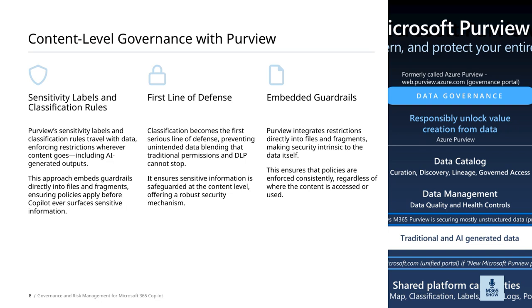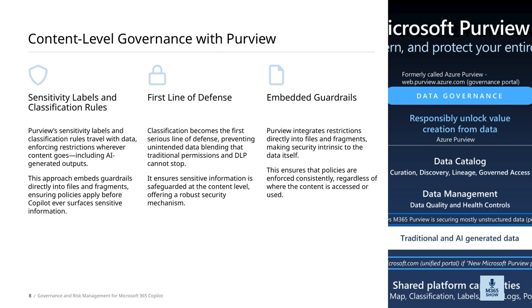What's really powerful here is that Purview integrates restrictions directly into files and fragments. This means that security becomes an inherent part of the data itself, not just an external rule. By doing this, we ensure that policies are enforced consistently, no matter where the content is accessed or used. It removes the risk of policies being bypassed or overlooked because the restrictions travel with the data.